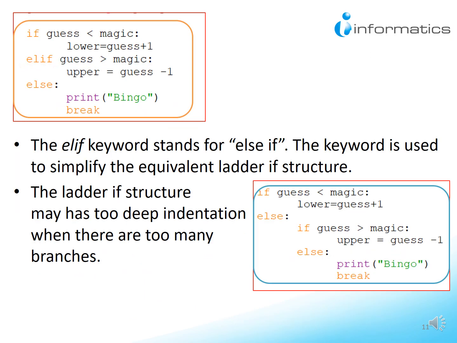The elif keyword stands for else if. In other languages, this kind of nested if statement will be written this way. We call it the ladder if structure. The ladder if structure is a two-branch if statement. So if guess less than magic is true, execute this one. Otherwise, execute the other part. And the other part happens to be another if statement. And so on and so forth.